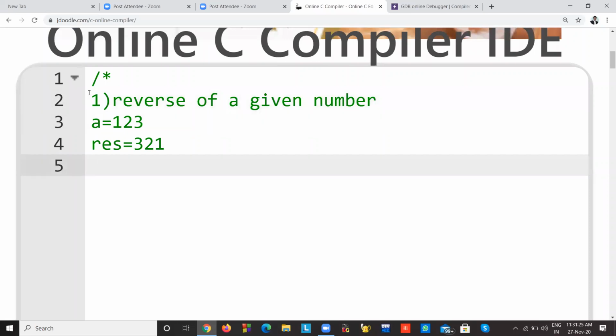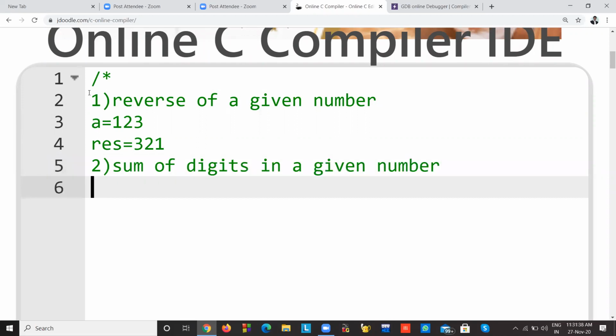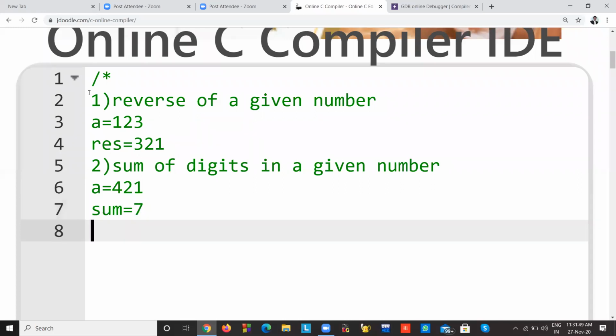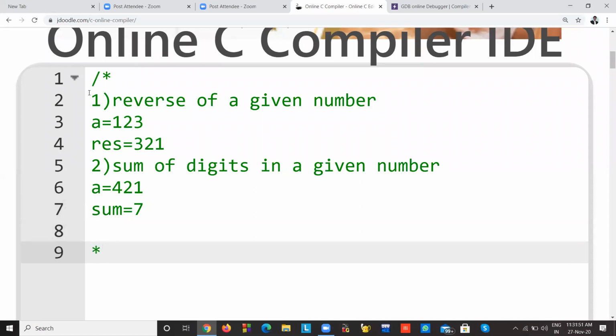And the second assignment is sum of digits in a given number. So for example, a = 421. I need the result 4 + 2 + 1. So how much is it? 7. Okay, the result is needed, and for this also a loop is needed. So write the loop, write it down. Okay, prepare it in a Word document.